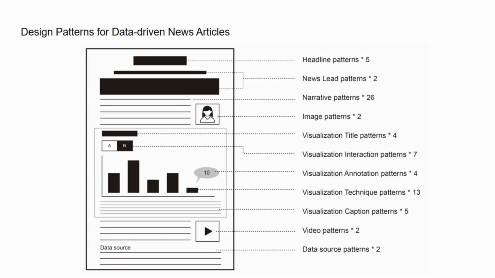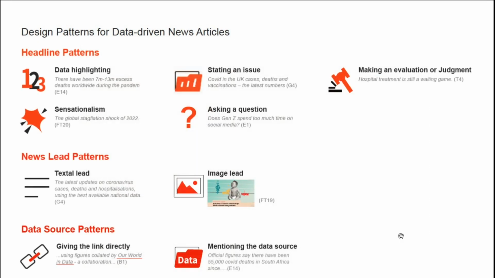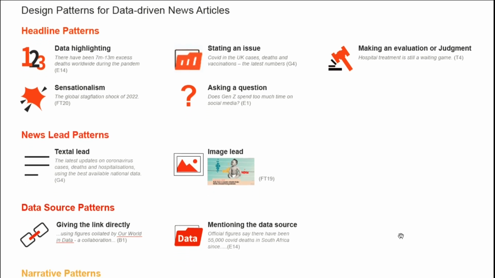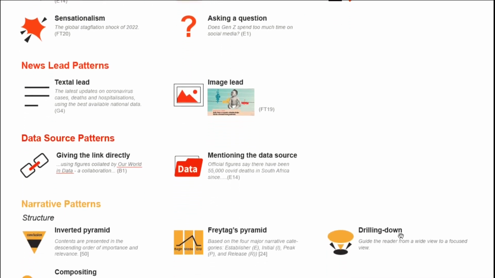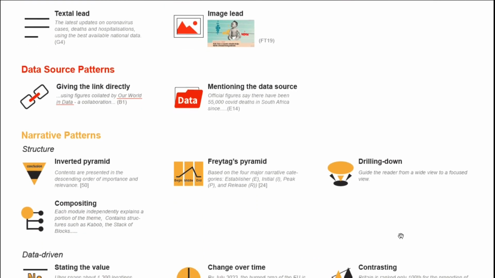Returning to our research question, how can we help people create data-driven news articles? Answering this question requires understanding the components that construct a data-driven news article. We analyzed the corpus and identified 11 common components of articles, then summarized their design patterns. Let's quickly go through these patterns. We have identified various patterns like headline patterns, newslead patterns, data source patterns, and narrative patterns.